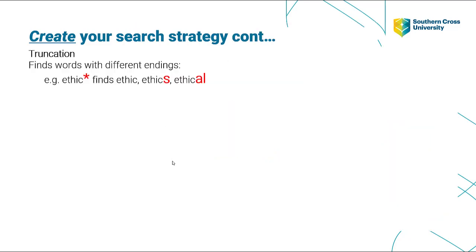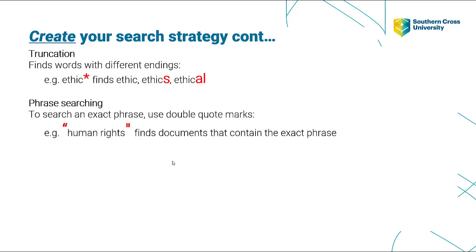You can also use more advanced search operators to improve your search results. The first of these is truncation. Truncation is where you use a symbol, such as the asterisk, at the stem of a word to find alternative word endings. So for example, if I put ethic with an asterisk, that will find ethic, ethics, and ethical. You should also start using double quotation marks around phrases to make sure you search these words as an exact phrase. So in this example, I've used "human rights".